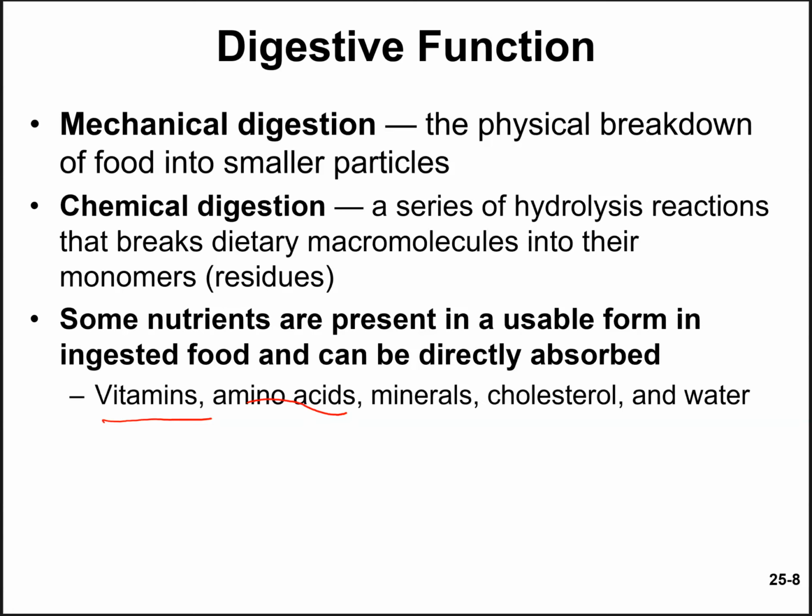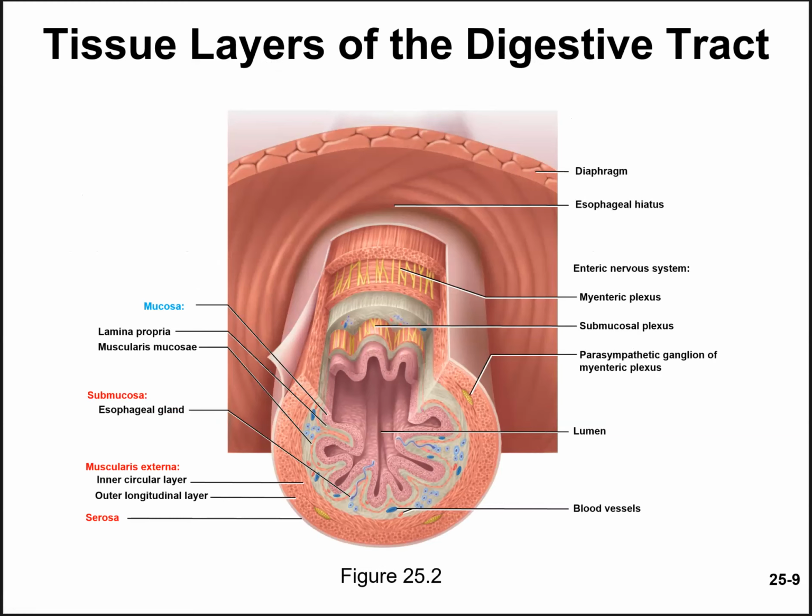So the digestive system is actually a pretty organized system with 4 tissue layers in the digestive tract. And the first layer is called the mucosa. So the mucosa is the mucosal lining. It is the innermost layer of the digestive tract, and it lines the lumen of the digestive tract.